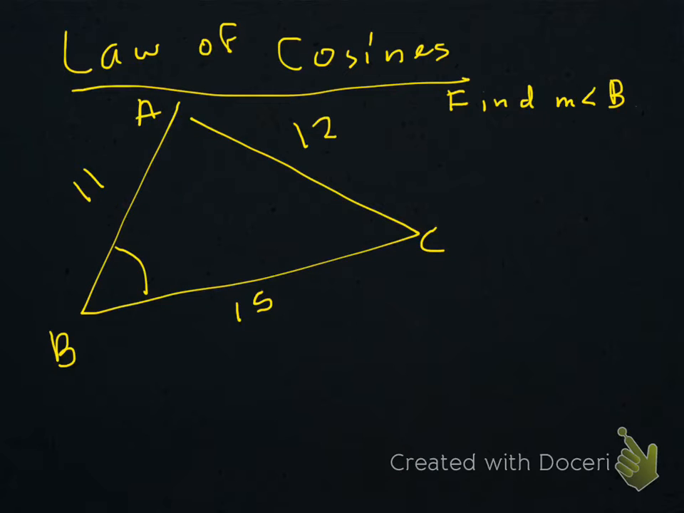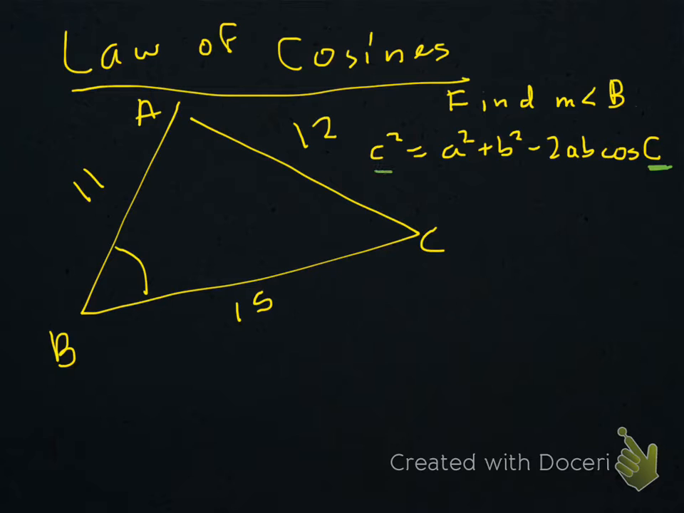Okay, so we can also use the law of cosines to solve for an angle. Now, remember the law of cosines is c squared equals a squared plus b squared minus 2ab cosine c. So this is our equation. This is our formula. But it does not matter what this letter is.